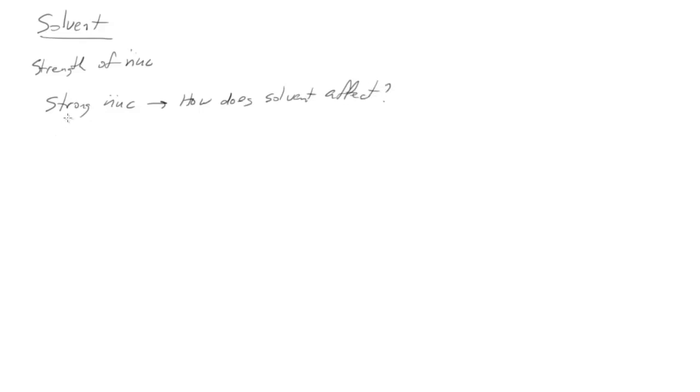And the last piece is the solvent. And the reason that we talk about solvent last is that solvent is really related to the strength of nucleophile. So the question is, if I have a strong nucleophile, so that's what we did in the last section, how does my solvent affect it? So to talk about this, we need to talk about three types of solvents that we can have. We can have nonpolar, we can have polar aprotic, and polar protic. So we'll start with nonpolar solvents.